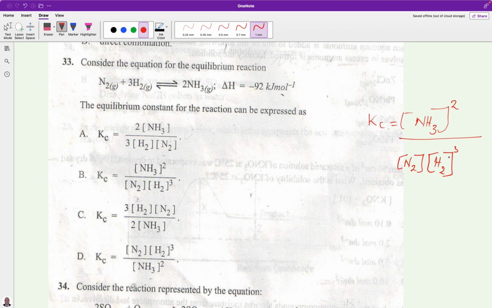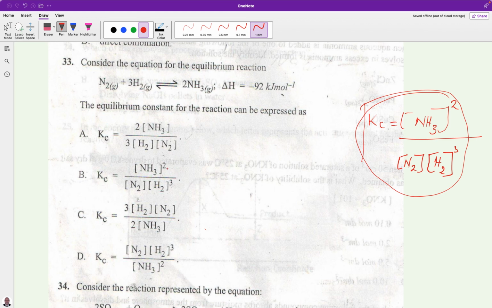So if we look at this and come back to our equation here and see which one corresponds to this reaction, we will say D is the right answer. No, it's not D. Which one is the right answer for this one? The right answer for this, yeah, is B. So we will now say the right answer is B.